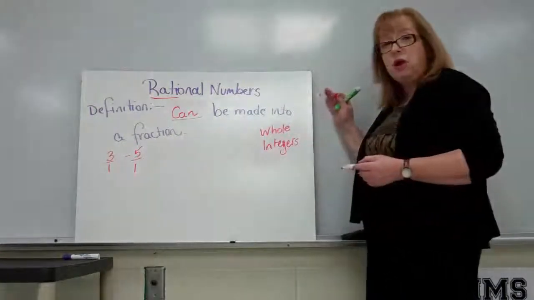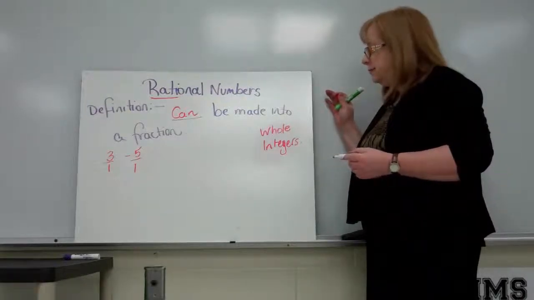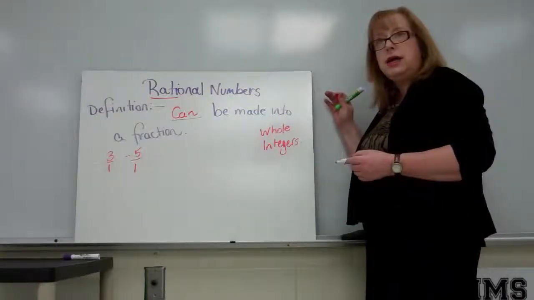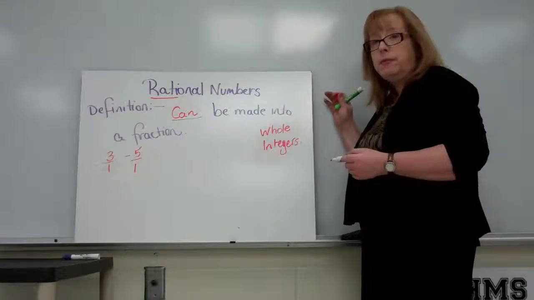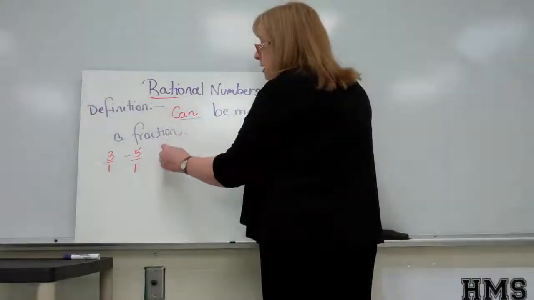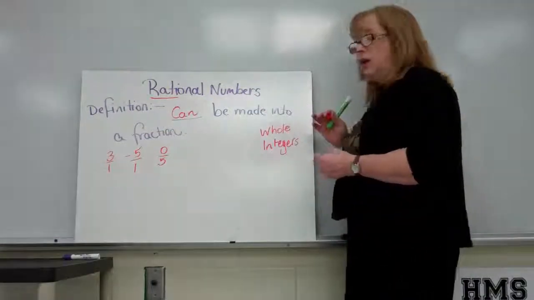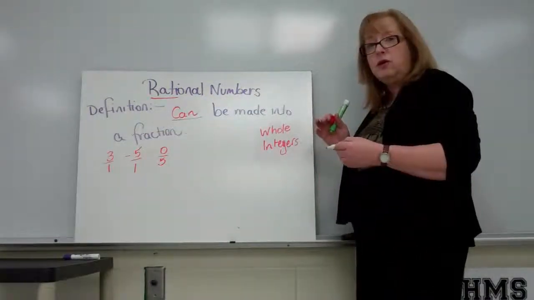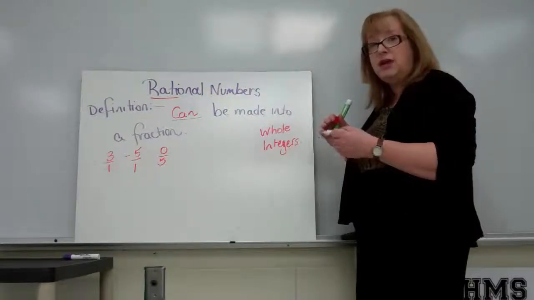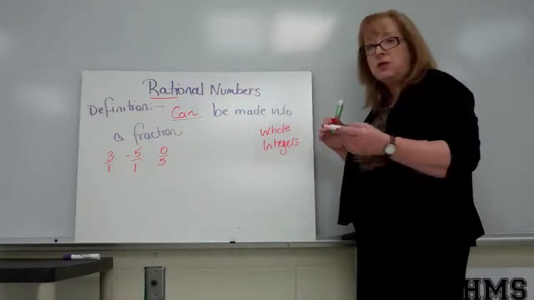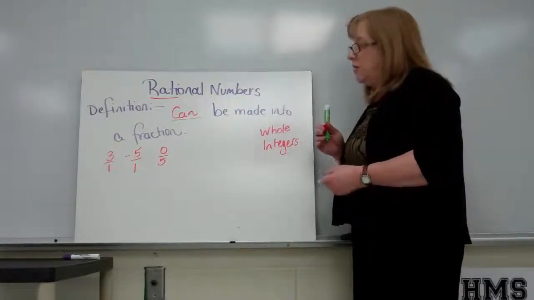Now the number 0 is a whole number, and it can also be made into a fraction by putting it over any number. Now we cannot divide by 0, but we can divide 0 by something, which is 0. So that can be done.